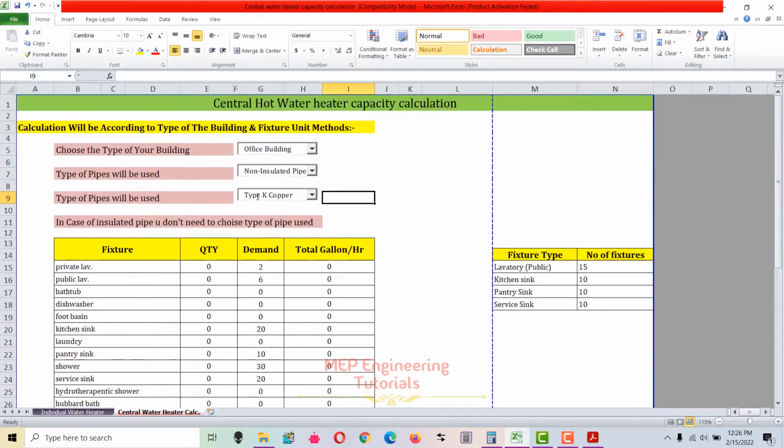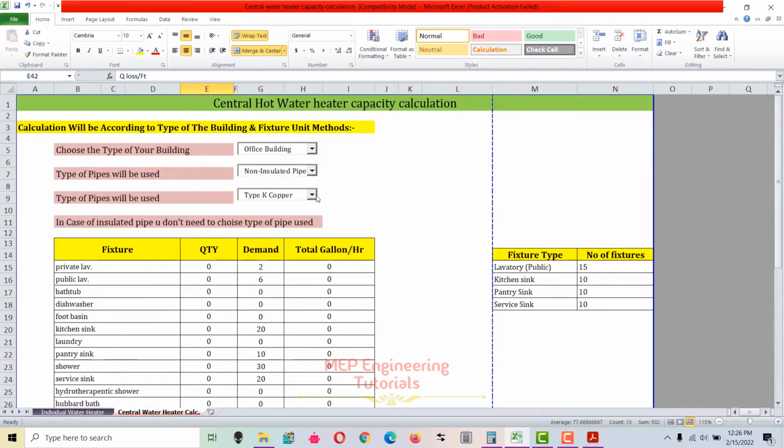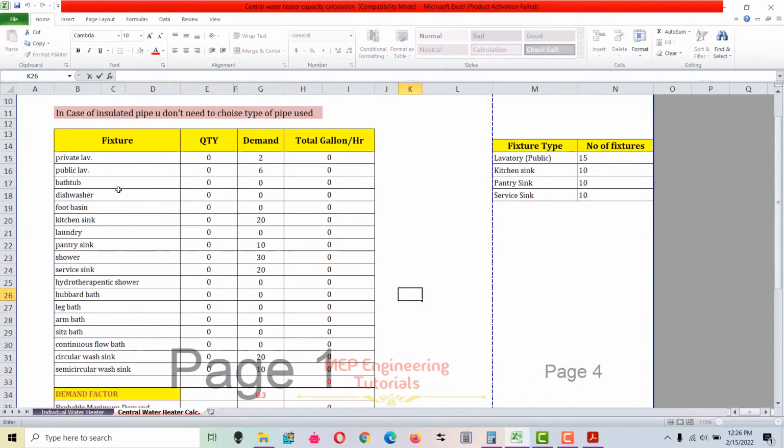So again, you have the type of pipe used. There are different pipes available here: schedule 40 steel, brass, and type K copper. These values of Q loss per foot of the pipe depend on the material which you select from the top, so it is important to select the correct material from here. Let's say I'm going to select type K copper here, office building, non-insulated pipe. If you have insulated pipe, you don't have to worry about the type of the pipe which you are going to use here. So let's move to the next step.